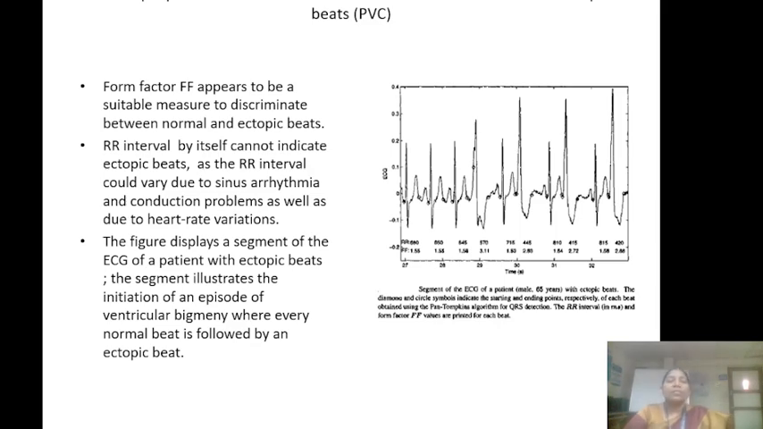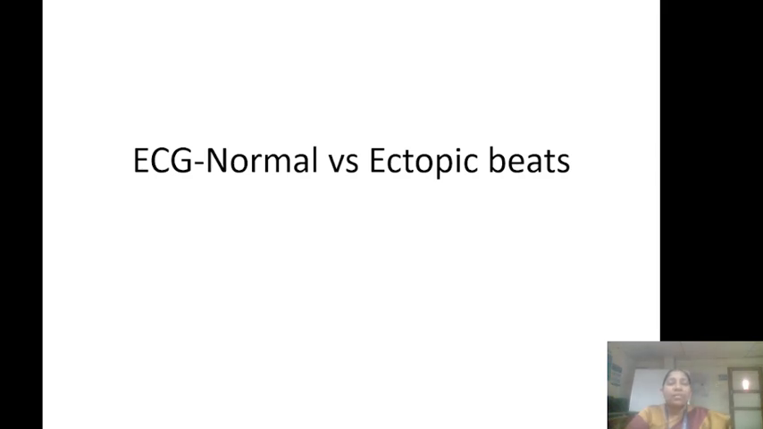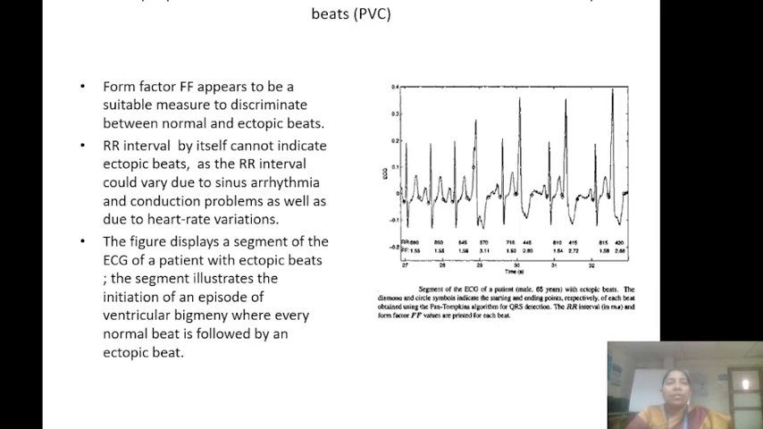Good morning, students. Today in class we are going to study ECG classification, that is, normal versus ectopic beats. For any kind of classification, we need to extract features. The features will be given as input to the classifier so that we can classify the two different signals based on the features.